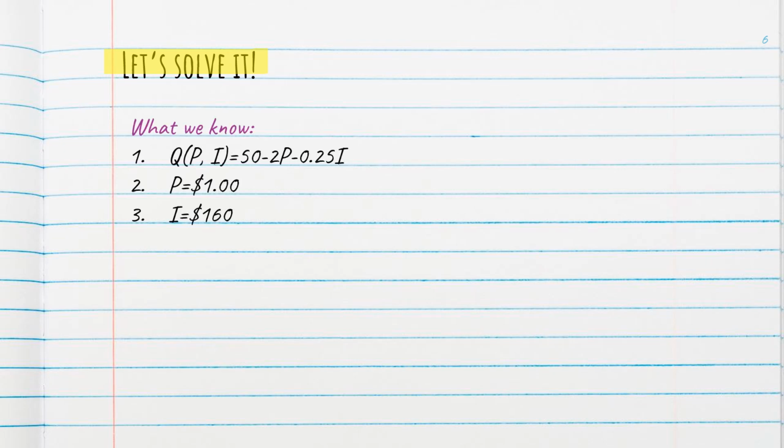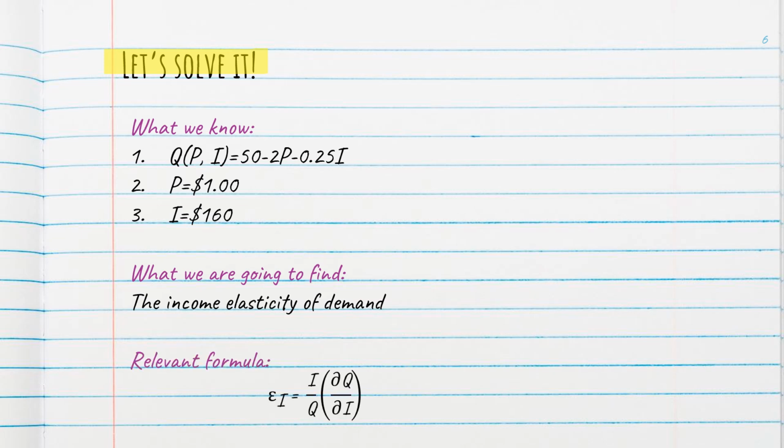Let's solve this question. What do we know? We know the demand, the price, and the income. We're trying to find the income elasticity of demand. And we know that the relevant formula is this income elasticity of demand formula.